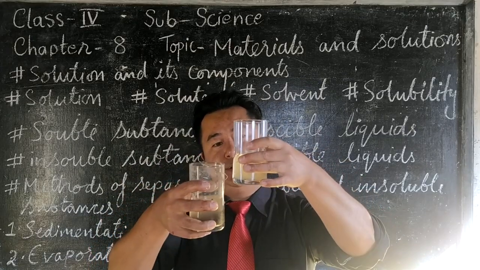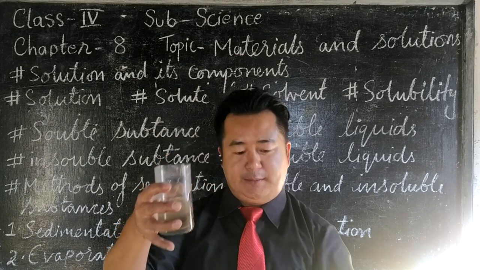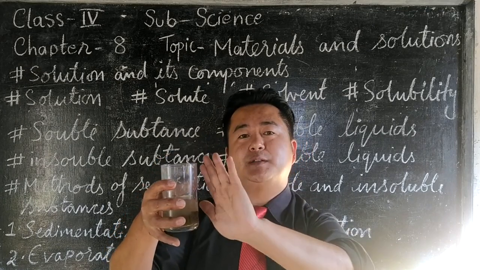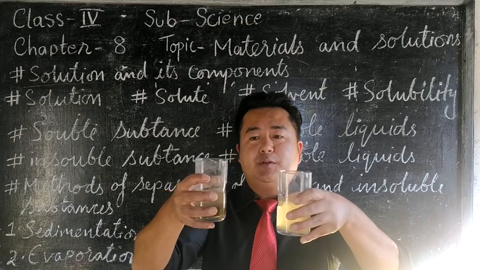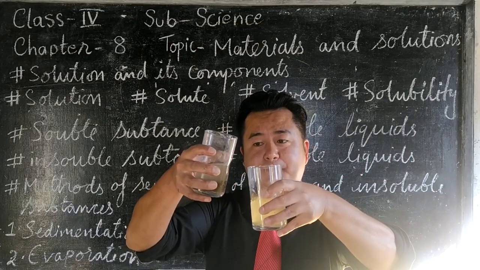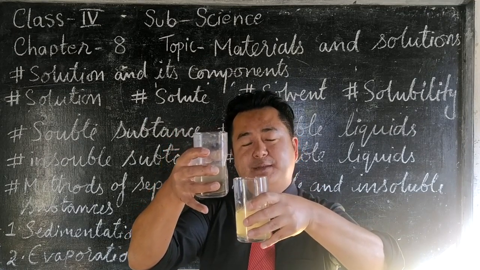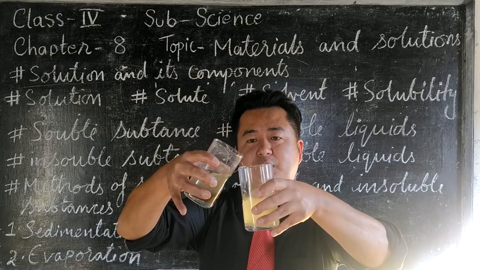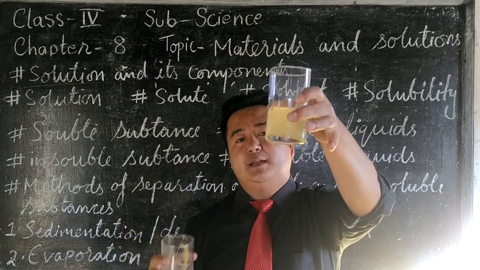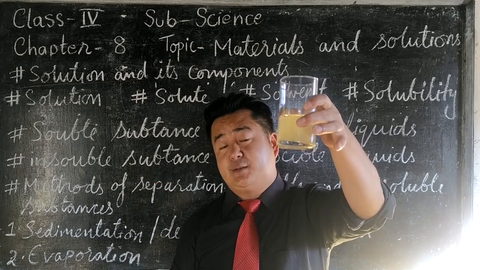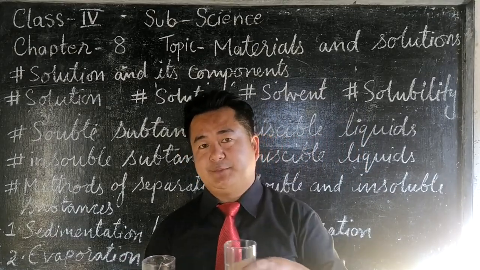What happens? Once the insoluble substance gets settled down, the upper portion, the water, becomes clear. And then you have to use the second method, that is decantation: pouring off the clear water above, while the insoluble substance settles below. You have to pour gently, without shaking or disturbing it, and you will get the clear water. This is the second process of separating insoluble substance from the water.